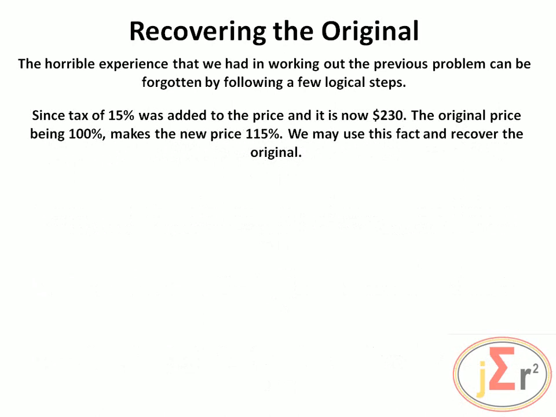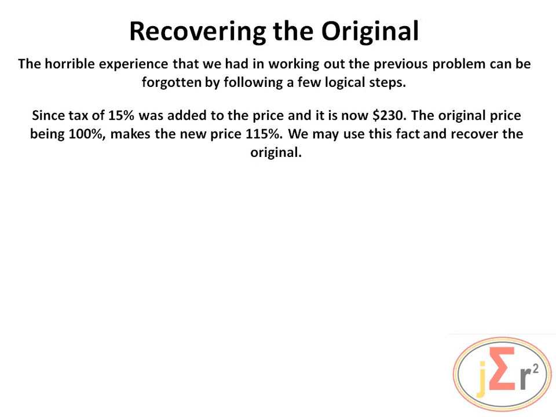Since tax of 15% was added to the price, and it is now $230, the original price being 100% makes the new price 115%. So the original price is always 100%, and that original price was increased by 15%. So that value that you have there, $230, is actually 115%. We may use this fact and recover the original.